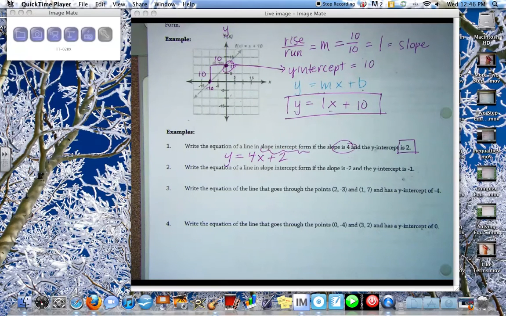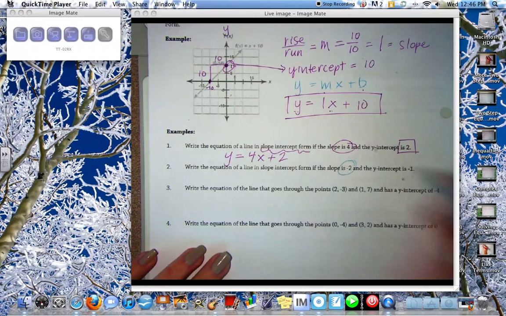Number 2, write the equation of a line in slope-intercept form if the slope is negative 2 and the y-intercept is negative 1.